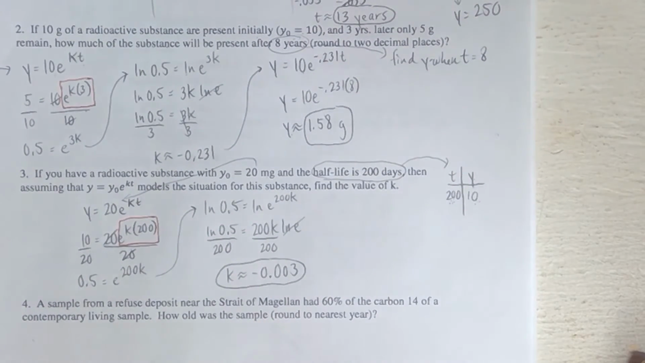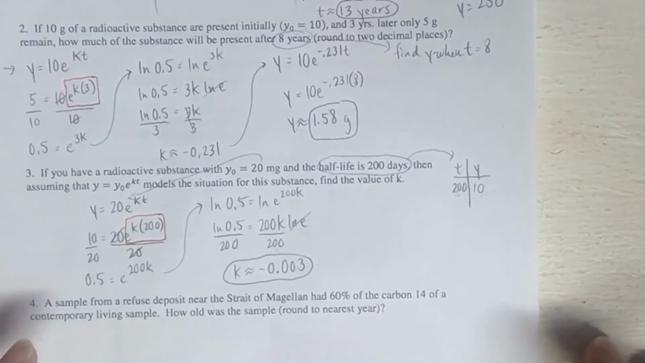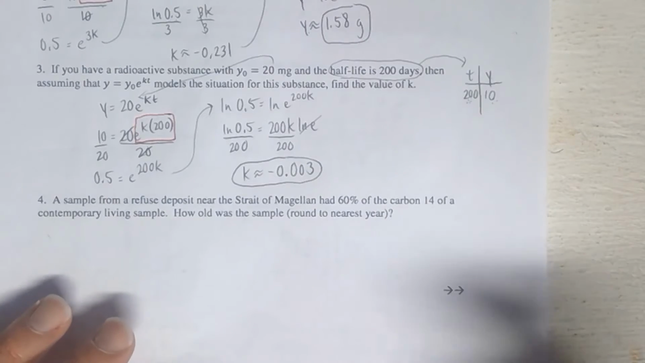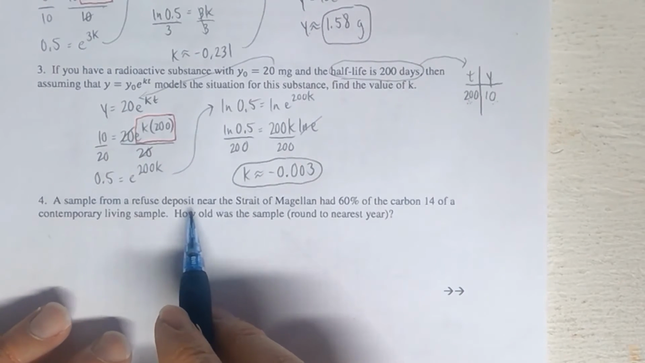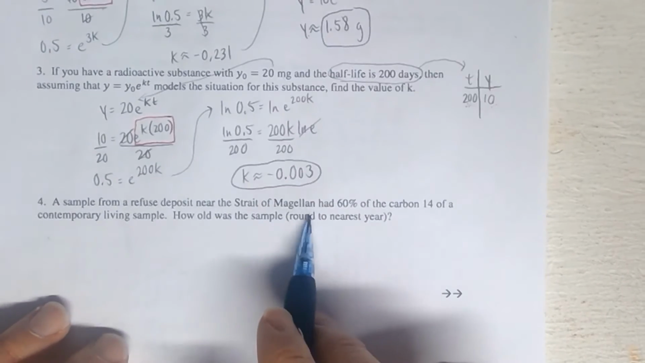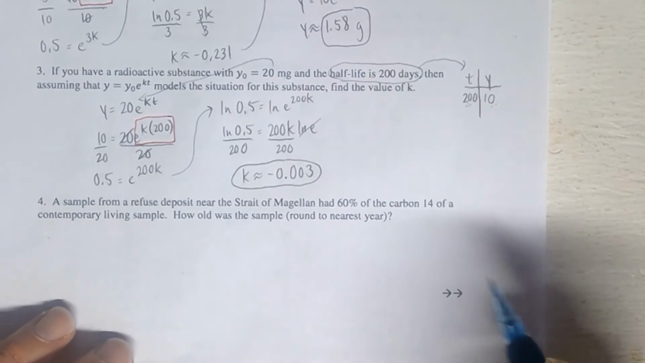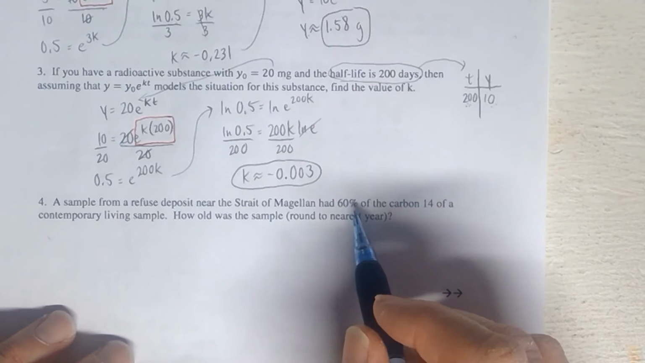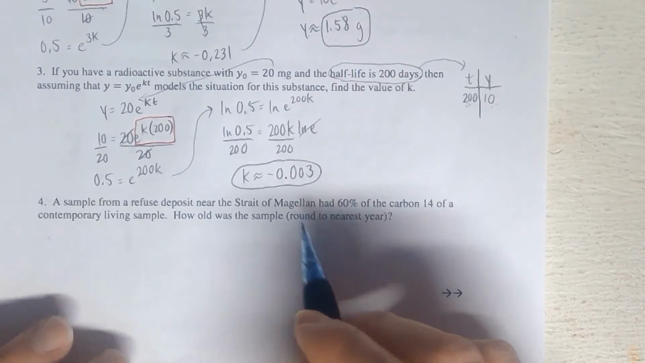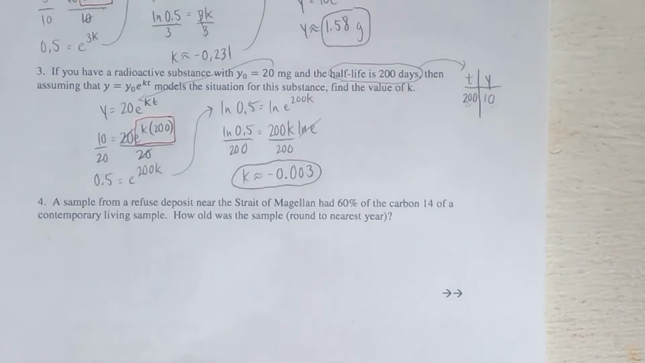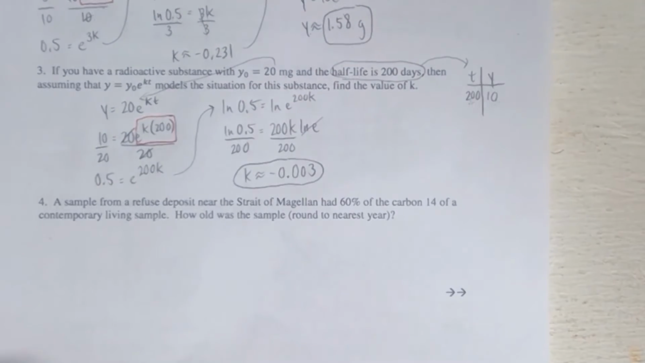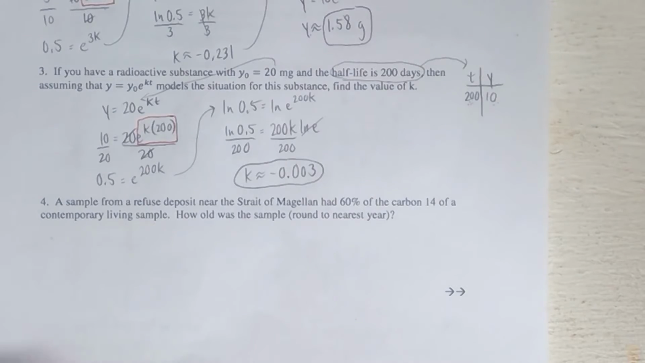All right. Next one here is a little bit different, but a lot of similarities as well. It says, a sample from a refuge deposit near the Strait of Magellan, which is... I should know my geography. I think the Strait of Magellan is way up north. It's a body of water that. Anyway, we don't need to talk about geography.